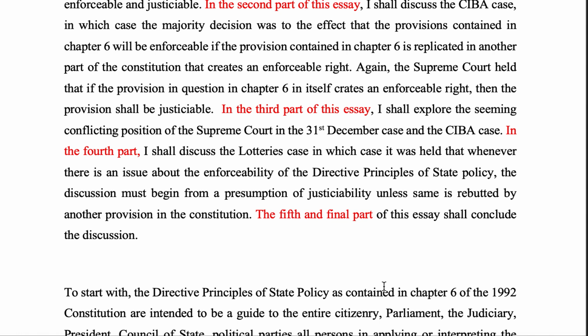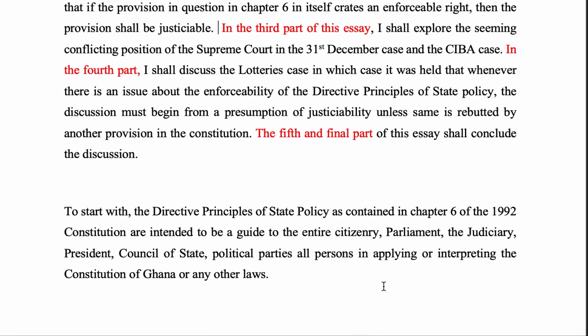Because 31st December is saying that Chapter 6 will be justiciable because it's in the Constitution. Meanwhile, CBA is telling us two things: that it will be justiciable if and only if it creates an enforceable right in itself, or if you read it in conjunction with another provision of the Constitution, it will be creating an enforceable right. Whereas the 31st December is saying that every provision in Chapter 6 will be enforceable, CBA is making it look like there are some that will not be enforceable. The only ones that will be enforceable are the ones that, if you read in conjunction with another provision, create an enforceable right, or create an enforceable right in and of themselves.